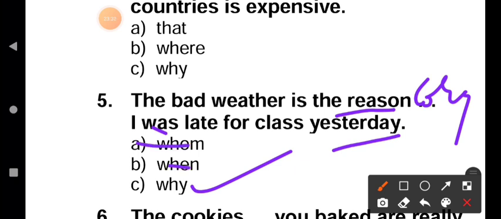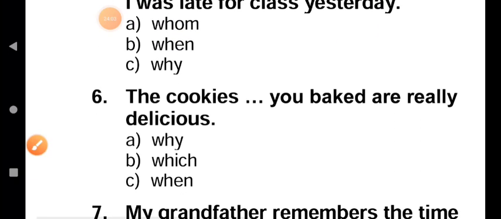For reason and cause we are using the relative clause: why I was late yesterday. Why is an adverb, a relative adverb. Where, when, why, how. These are the adverbs. The bad weather is the reason why I was late for class yesterday. That is the reason, that is the cause. I came late yesterday. And then we go to the next question, sixth one.